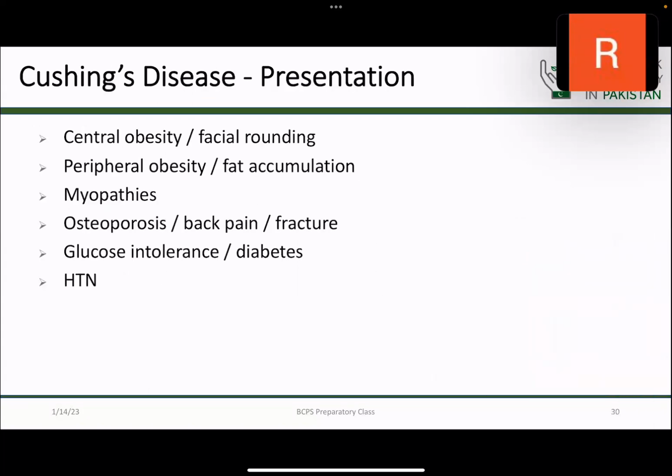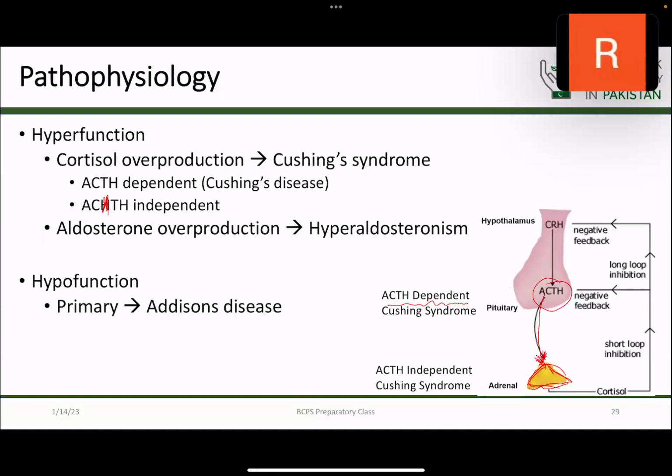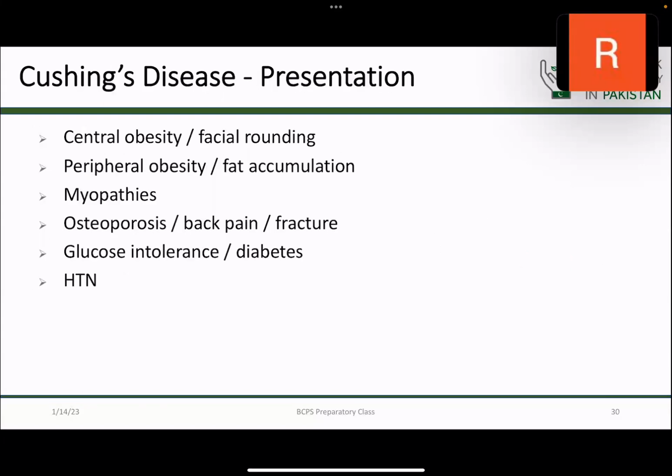So what is the presentation of Cushing disease? The person looks like a cushion. Who has central obesity or facial rounding, peripheral obesity, fat accumulation. Patient has a lot of myopathies, osteoporosis, back pain, fractures, glucose intolerance, diabetes, and hypertension could arise in Cushing disease. So we are talking about Cushing disease only, which is adrenocorticotropic hormone dependent hyperfunction of the adrenal gland.